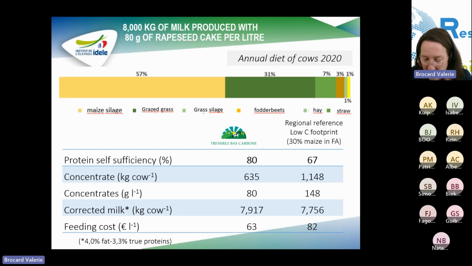So we are producing milk with a low carbon footprint system and a low feeding cost, which means that it is profitable for the farmers. And at the same time, we have increased the protein self-sufficiency, at the farm, local and national level, with this production system.